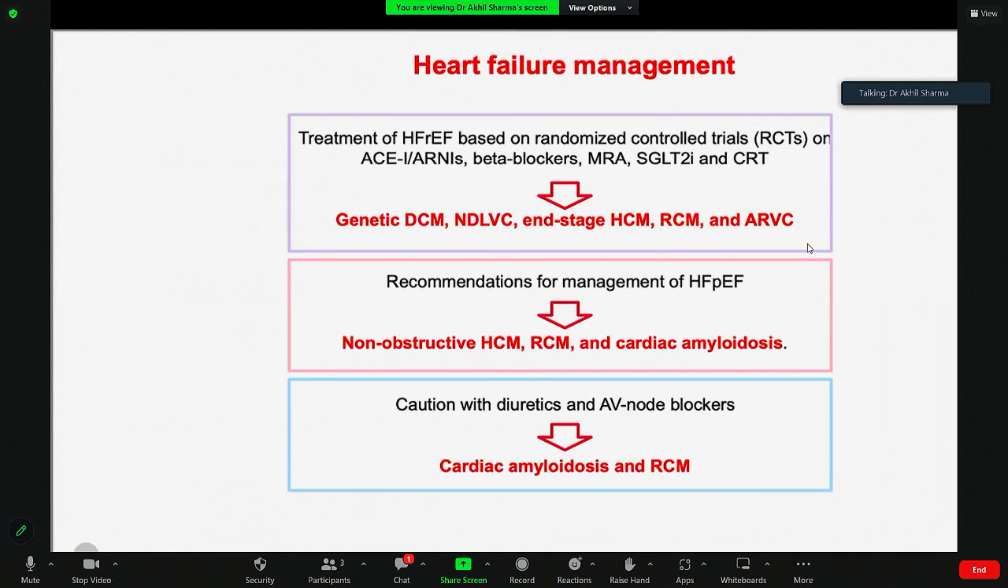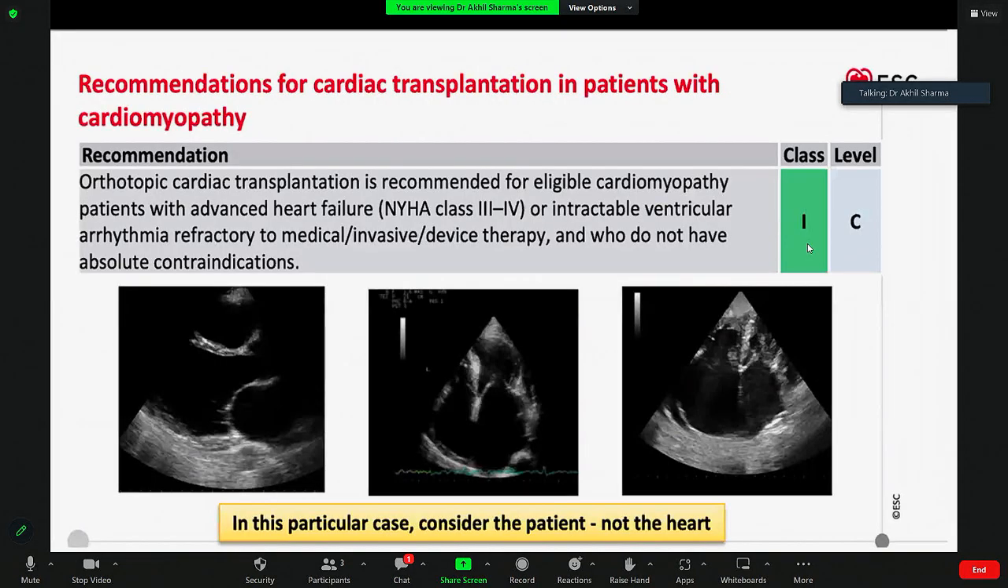In SCM, RCM or cardiac amyloidosis patients, the diuretic dose should be considered very cautiously. Over-diuresis can be fatal. Again, this is an important aspect: you should treat the particular case, consider the patient, not the heart.